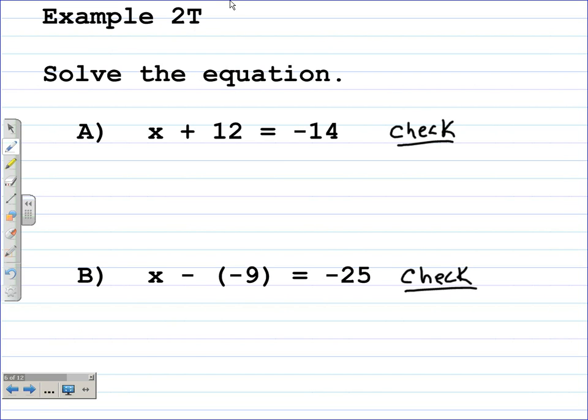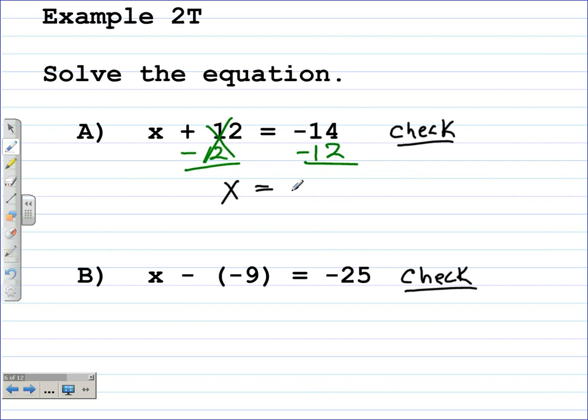Example 2a, solve the equation. x plus 12 is equal to negative 14. Since this is addition, we can use the subtraction property of equality, subtracting 12 from both sides. These 12s are opposites. 12 plus negative 12, or 12 minus 12, are opposites, leaving x on the left-hand side of the equation, the variable isolated with a coefficient of 1.